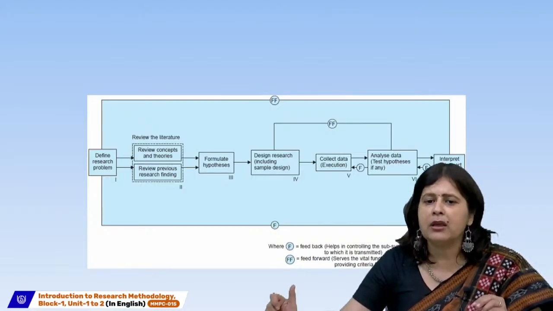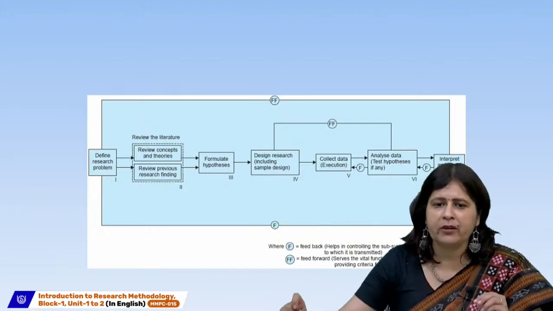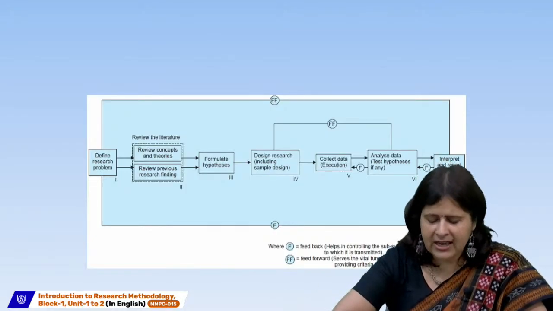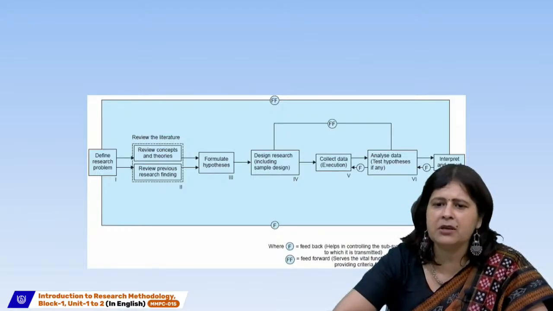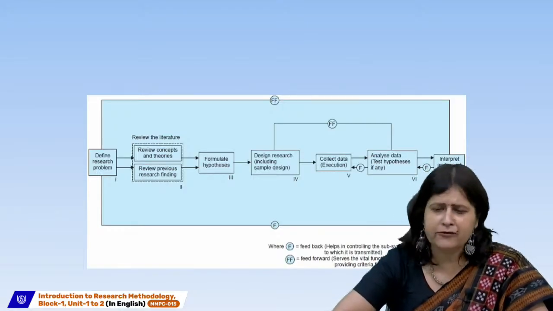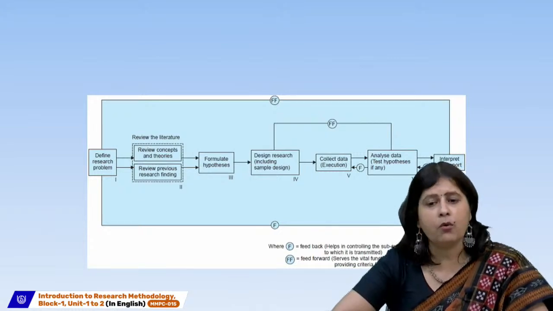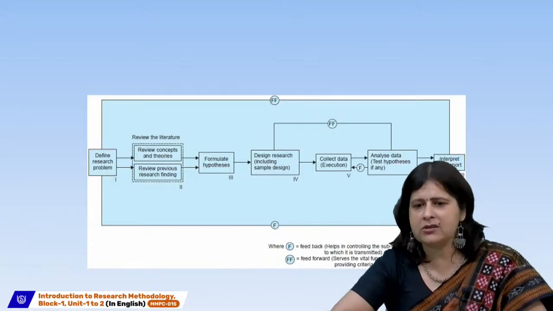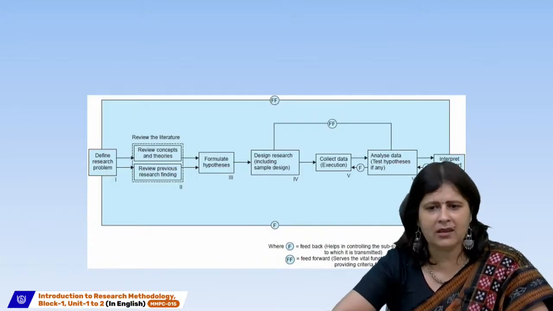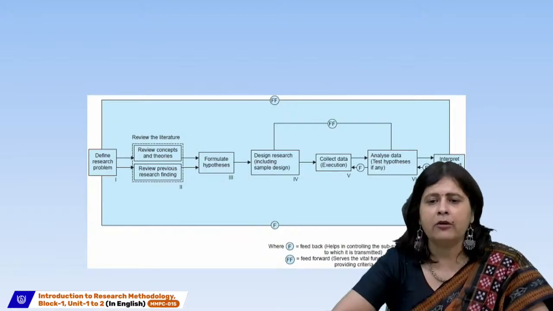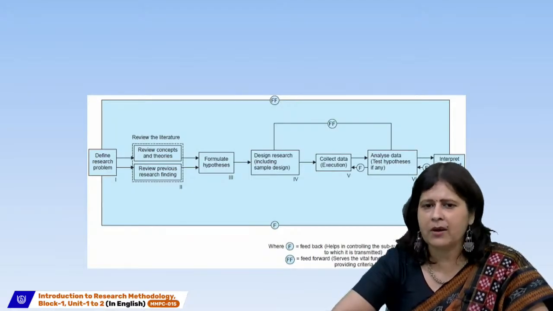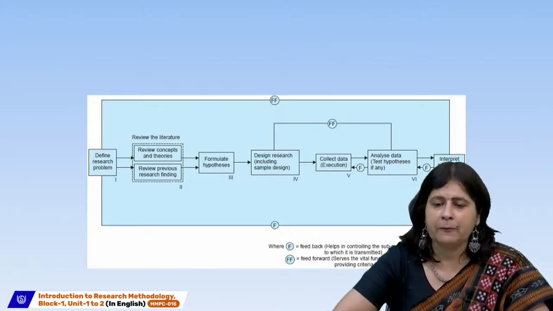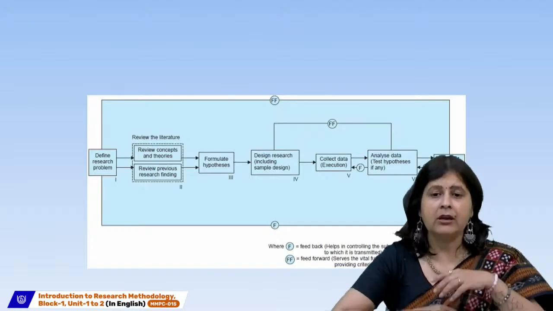Then the fourth step is designing the research, right? That is important. Designing the research means now you have framed the objectives and hypothesis, you know what the objectives of your research are, meaning the questions of your research, and you have made the hypothesis, and you want to find out the answers to your questions. Then designing the research includes many things.